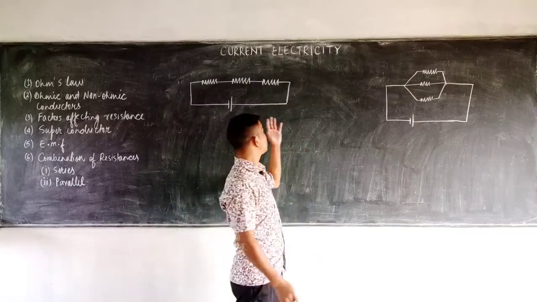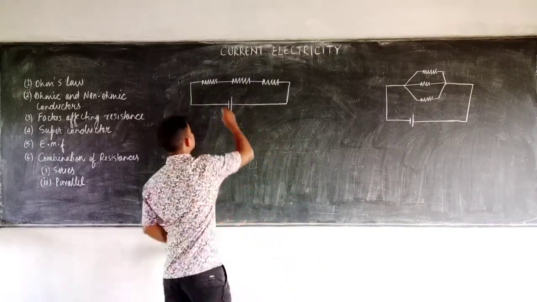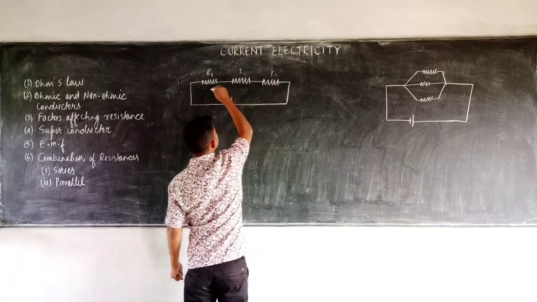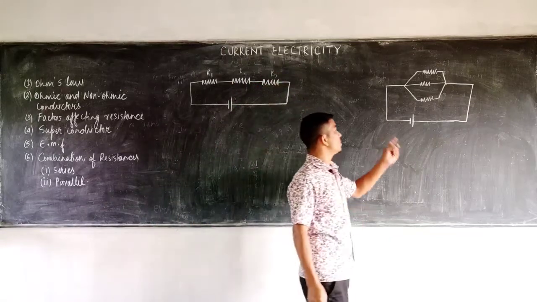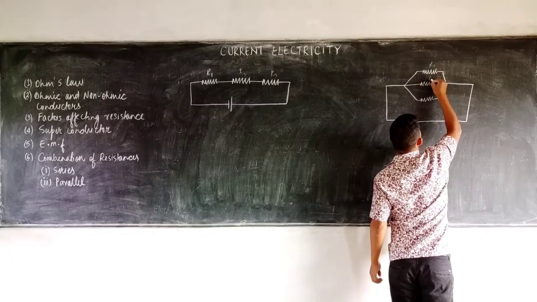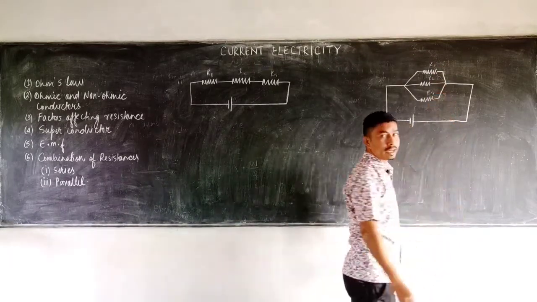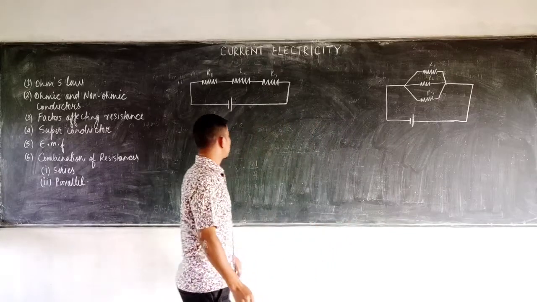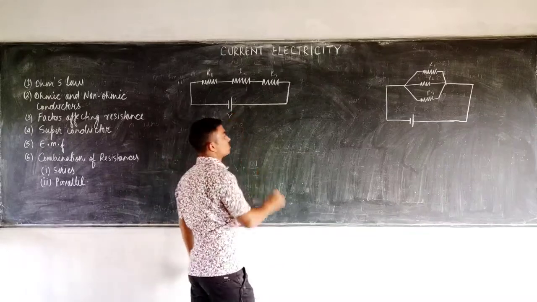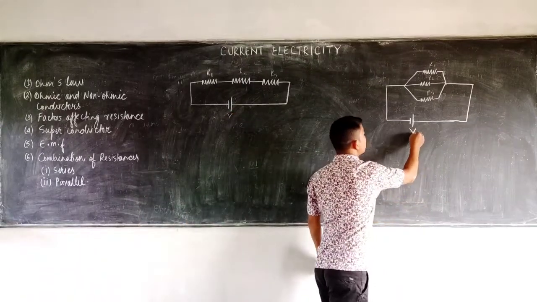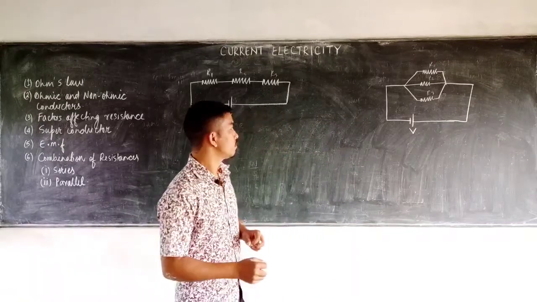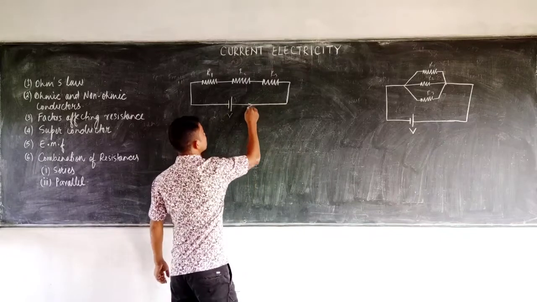Here I have drawn two figures in which three resistances, let's say R1, R2 and R3, are connected in series, and another figure where I have connected the same resistances in parallel, and both of them are connected to the battery with the potential difference V. Let the potential difference in both cases be V. Getting the equivalent resistance means the total resistance of this circuit. Now let the current I pass.